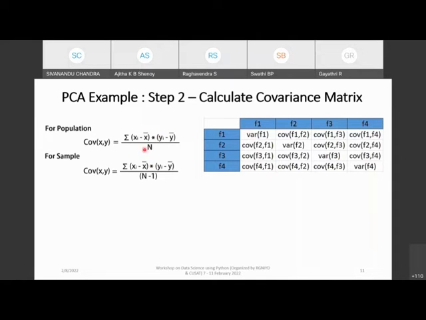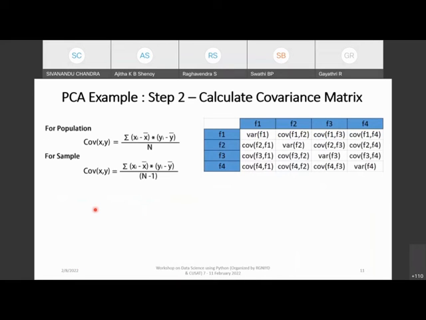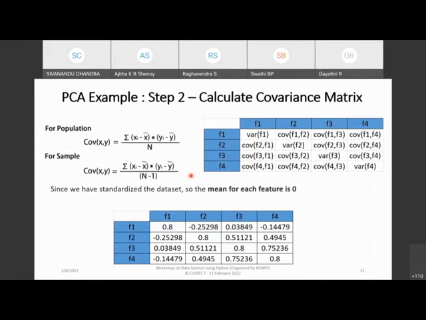Now you are going to calculate the covariance matrix for this particular data. So you are taking this entire table here. Therefore, you have to use the first formula, that is for the entire population. Covariance of xy is equal to summation of (xi minus x bar) into (yi minus y bar) divided by n. So now using that, you can just calculate this.